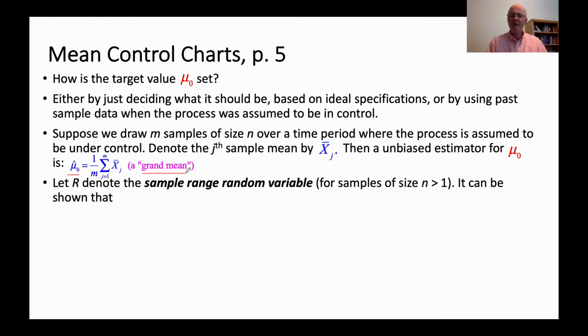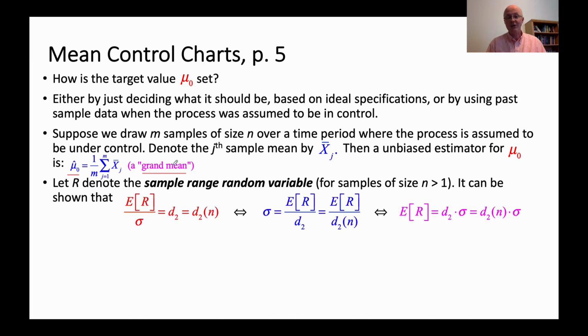Let's talk about variability as well. Let capital R denote the sample range random variable for samples of size n greater than 1, so 2, 3, 4, 5, etc. Okay, so this is a random variable that will vary from sample to sample as well. It's going to have a distribution. We might wonder what the mean of that distribution is, for example. And remember what a range is. It's the biggest number minus the smallest number for these quantitative variables, the max minus the min.